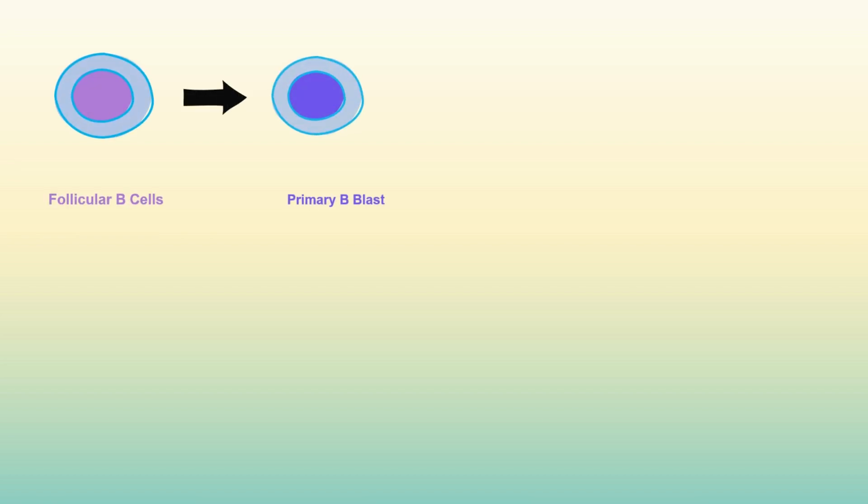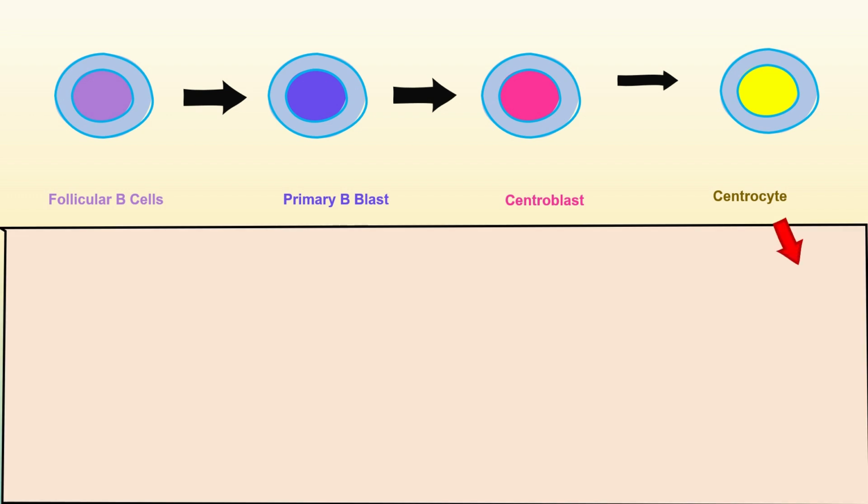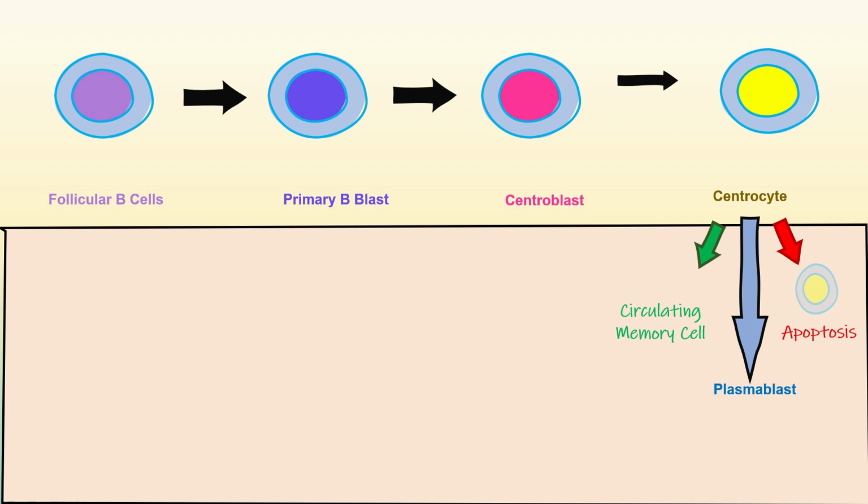Now, let's revise the steps of germinal center reaction. Then we will discuss the antigen profile of B cells during germinal center reaction. In the germinal center reaction, we have discussed the follicular B cell that converts to primary B cell, that forms centroblasts and then centrocytes. These centrocytes can undergo apoptosis or form circulating memory cells, or they can be converted to plasmablasts, that can further become either intestinal mucosa plasma cells or bone marrow plasma cells.